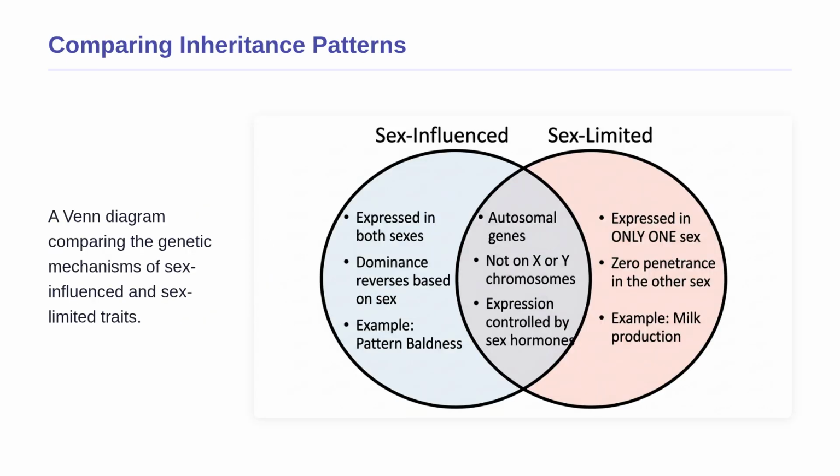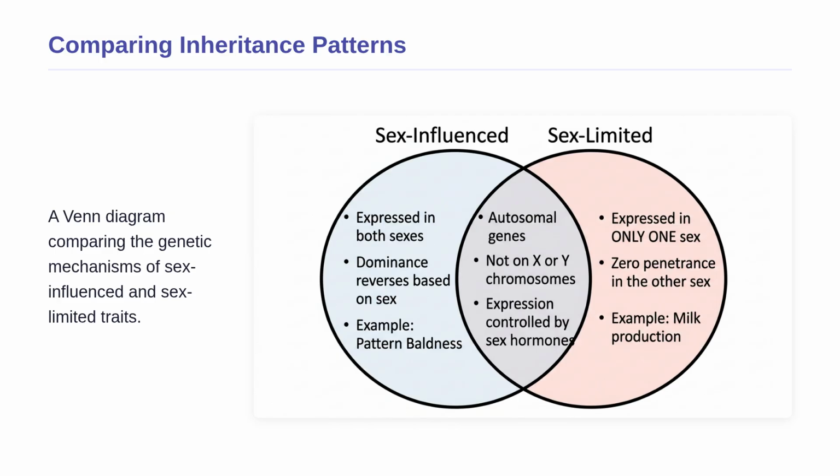Now that we have calculated examples for both concepts, let us look at this diagram to visualize how they compare. You are looking at a Venn diagram that beautifully summarizes our entire lesson. On the left, the circle for sex-influenced traits highlights that these are expressed in both sexes, but the dominance reverses, just like we saw with pattern baldness. On the right, the circle for sex-limited traits shows that these are expressed in only one sex due to 0 penetrance, like milk production in cows.